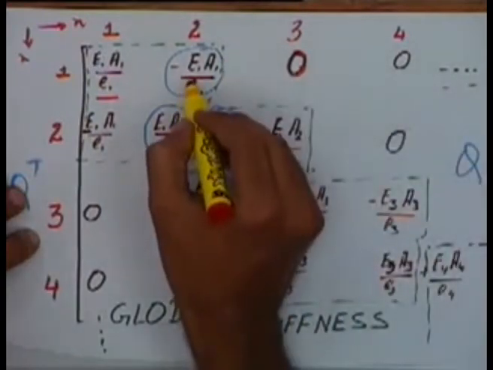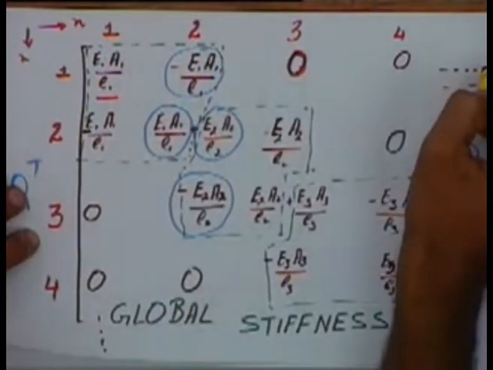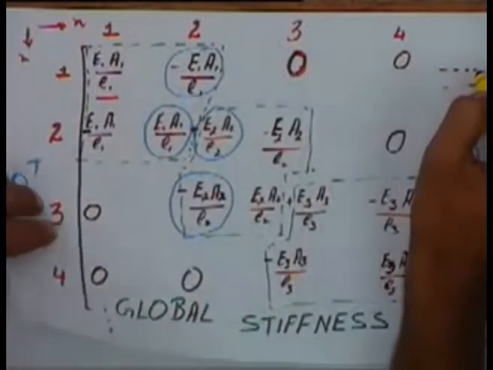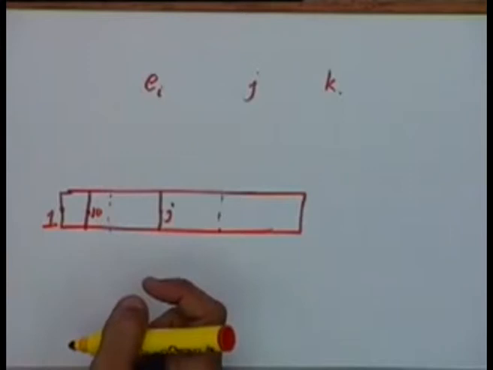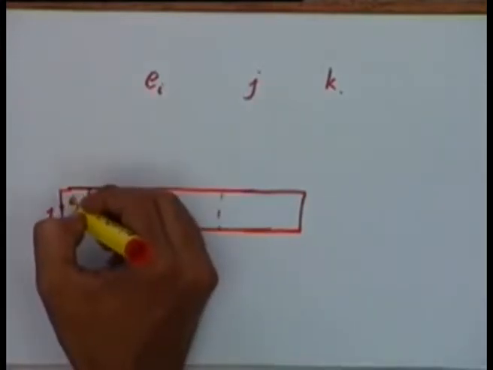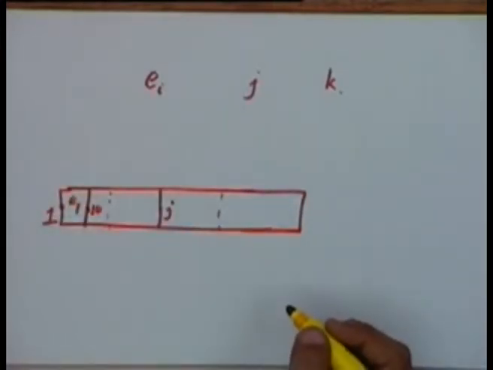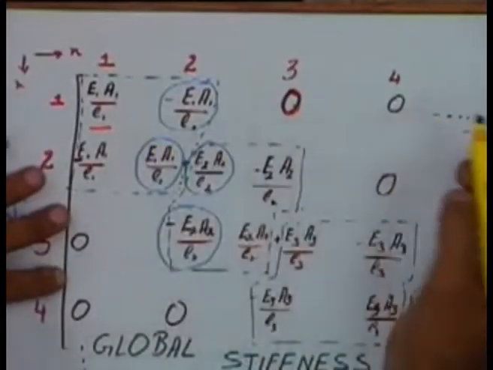That is why between locations 2 and 9, all of them will become 0, because I have taken the first element between 1 and 10. This I have taken to be my element number 1. That is why all the other terms will become 0.